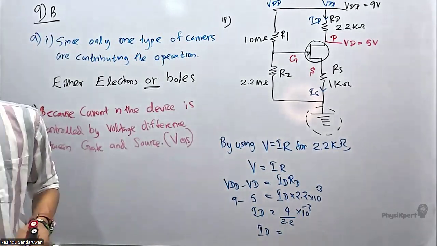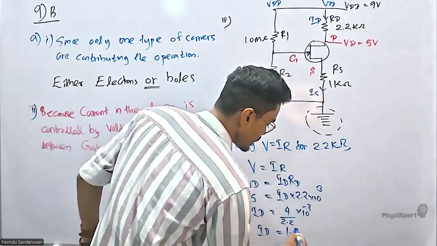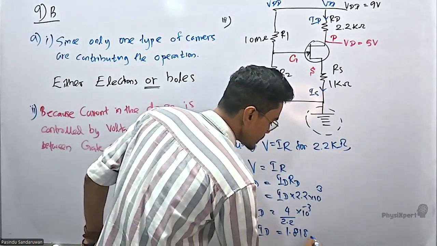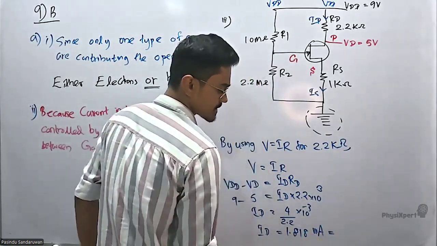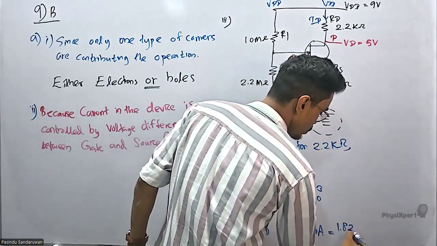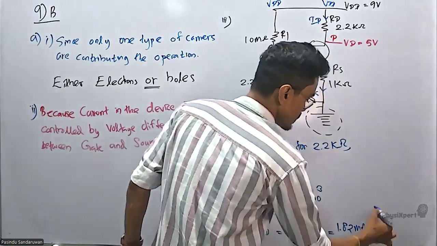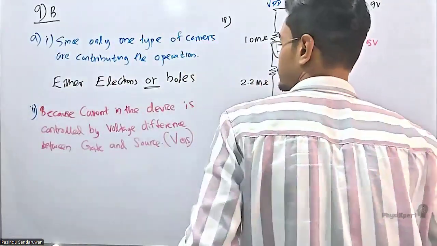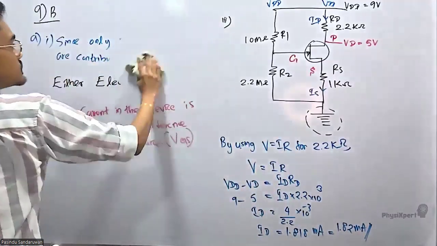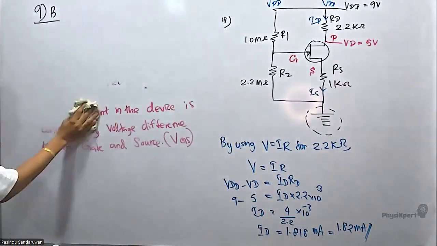1.818. 10 to the power minus 3 means milliamperes. So you can round this up. That is 1.82 milliamperes. Right? So part 1 of the question is done.